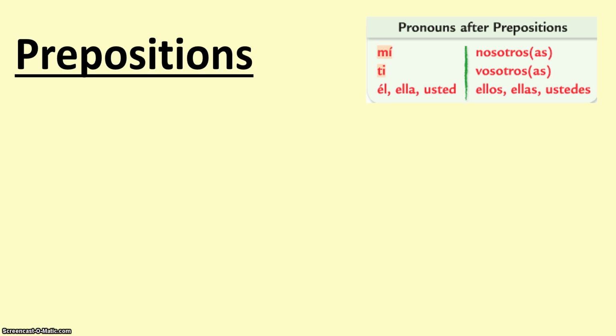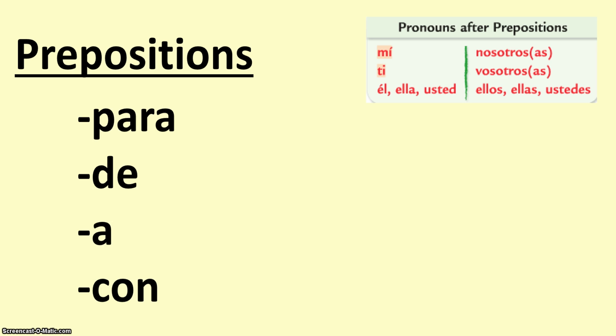You are going to use these pronouns after prepositions like para, de, a, con. Those are examples of prepositions in Spanish. Obviously, there's more, just like we have a bunch of prepositions in English. However, these are the four that we're going to be focusing on right now. So you would never say para yo. You're going to say para mí. You would never say de tú. You're going to say de ti.